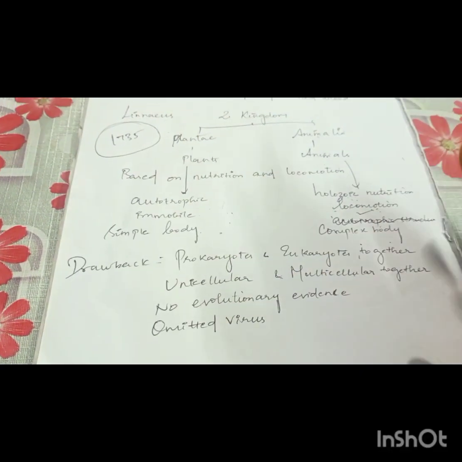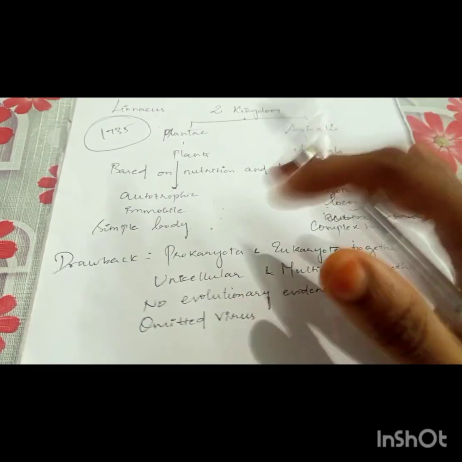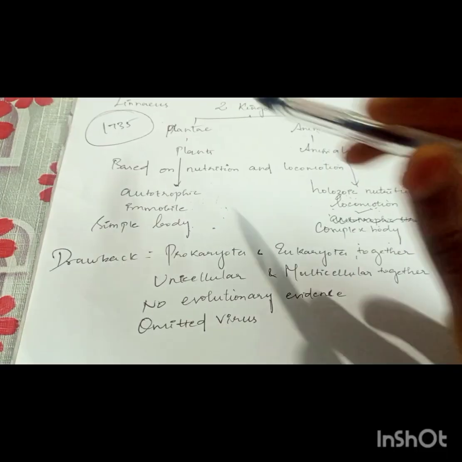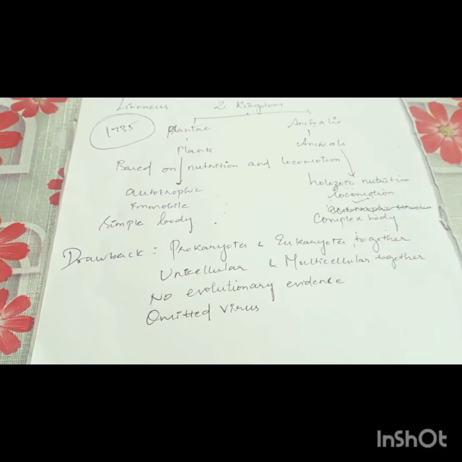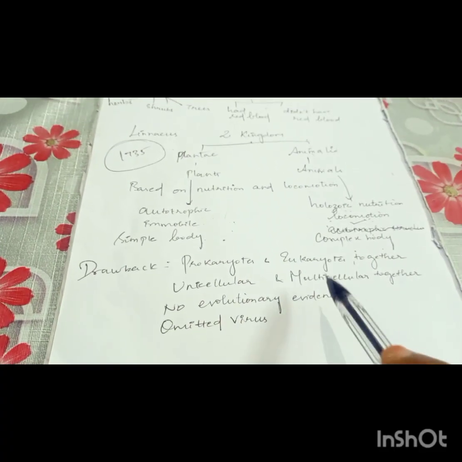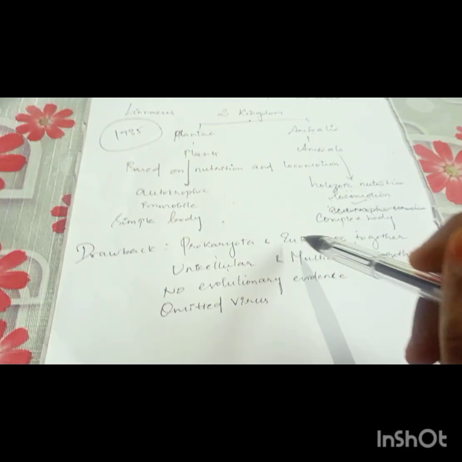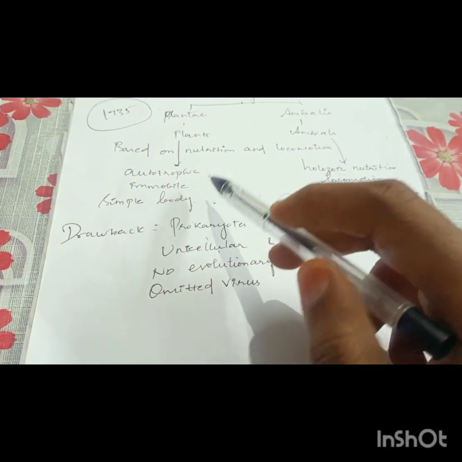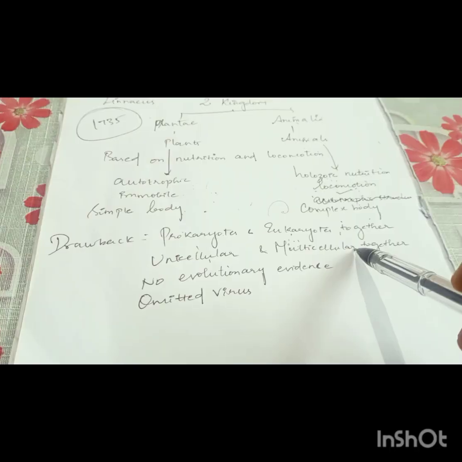So species with so many differences were put together when he categorized the entire species on earth into two kingdoms. What are the most important drawbacks? First, the prokaryotes and eukaryotes. Prokaryotes are organisms with a simple nucleus, and eukaryotes are organisms with a nucleus which has a nuclear membrane. In the case of prokaryotes, the nuclear membrane is absent. Yet these two kinds of organisms are put together.